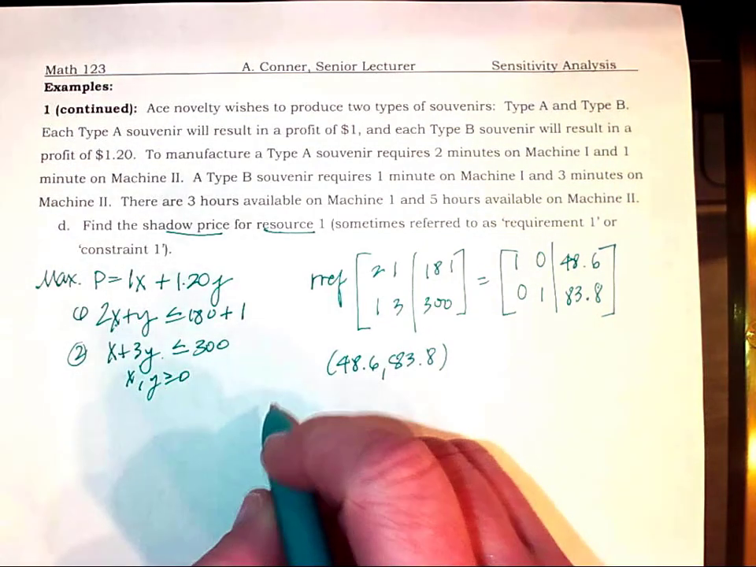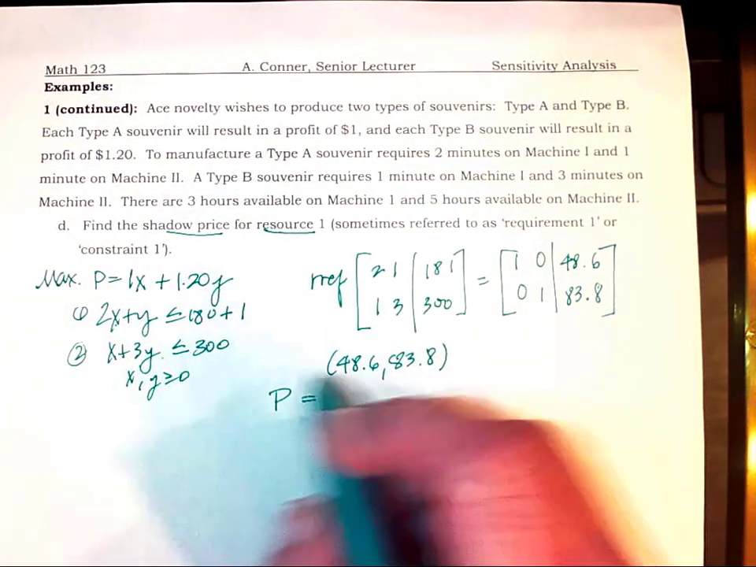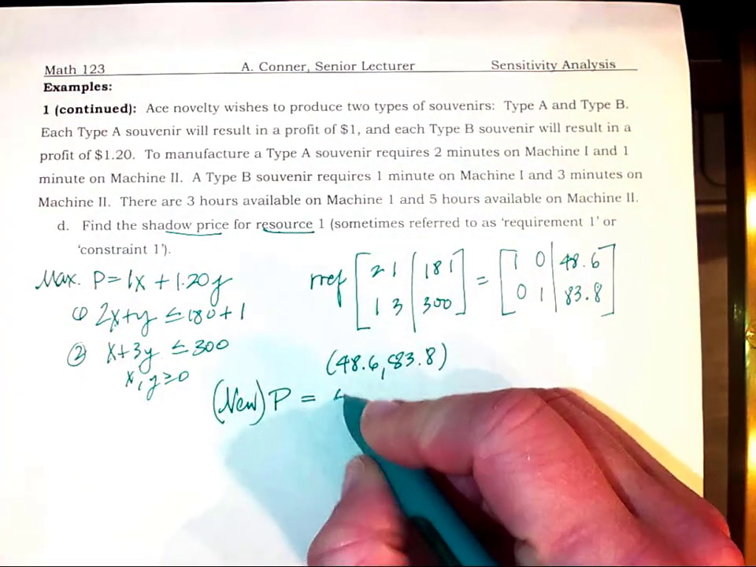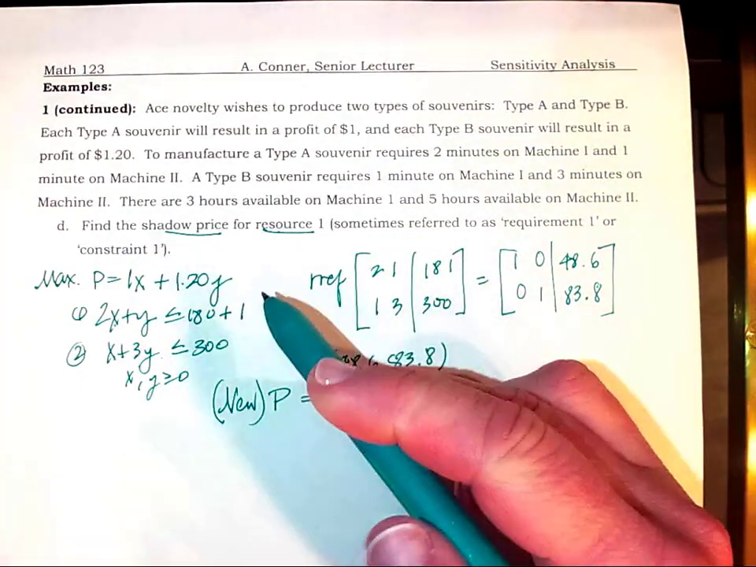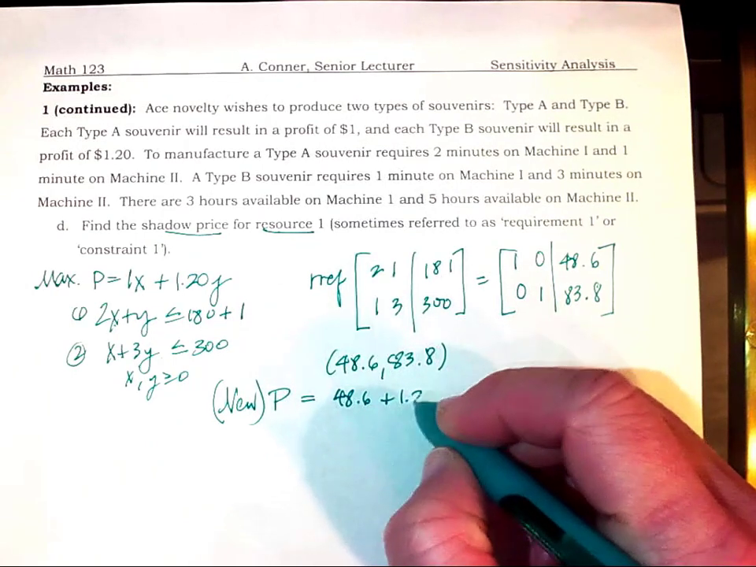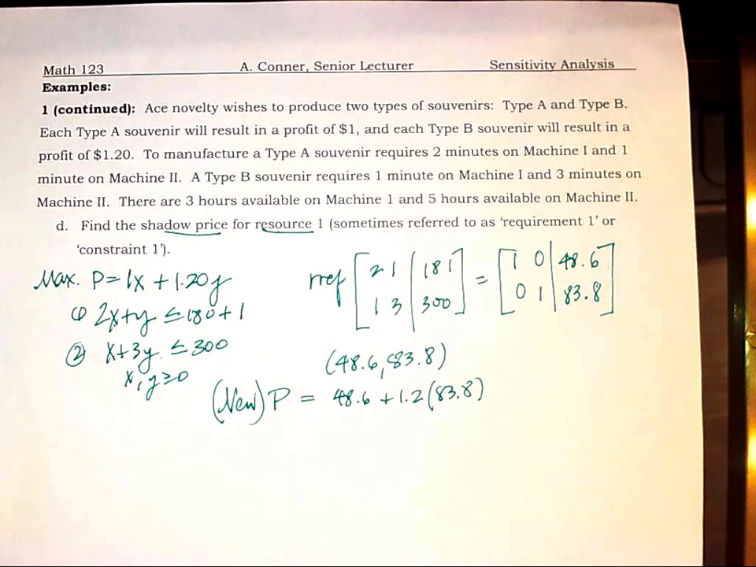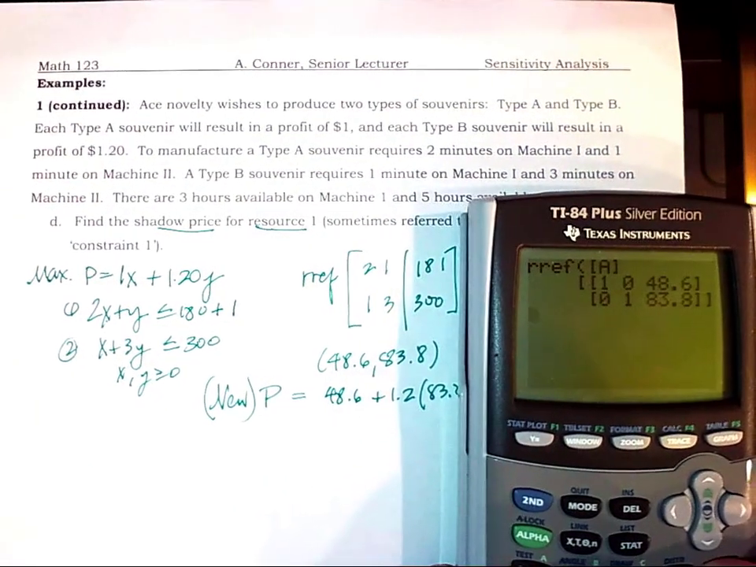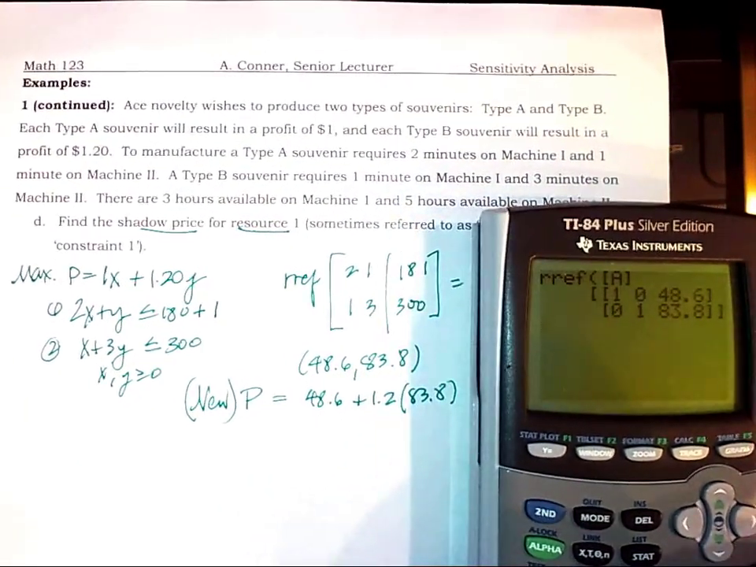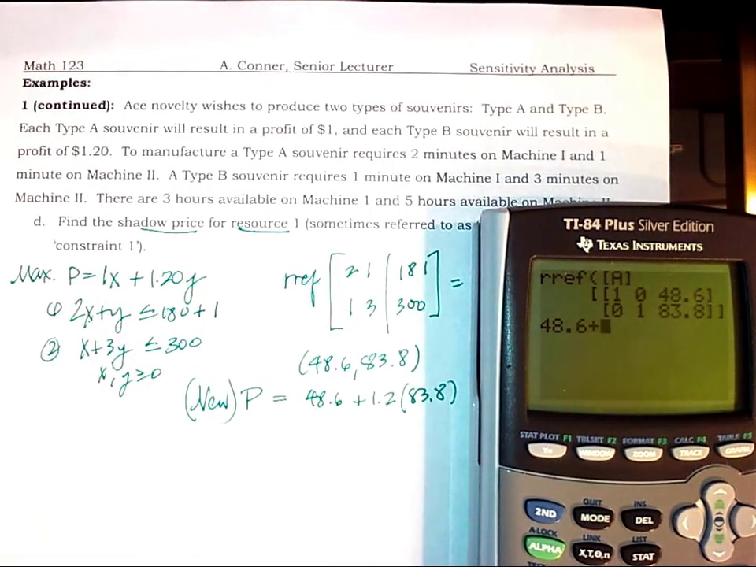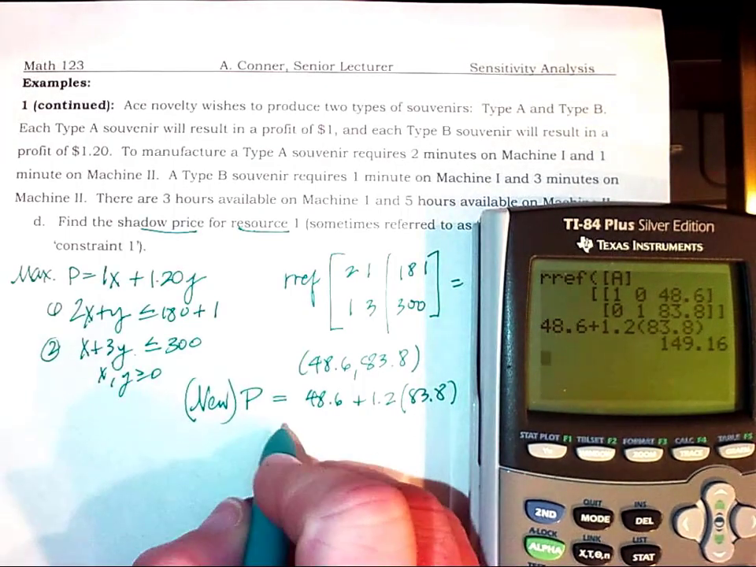So let's see what happens to profit here. So our new profit now, so this is for the new system, we'd have 48.6 for X, and then plus 1.2 times that 83.8. And let's plug that on in here. All right, so we have 149.16.